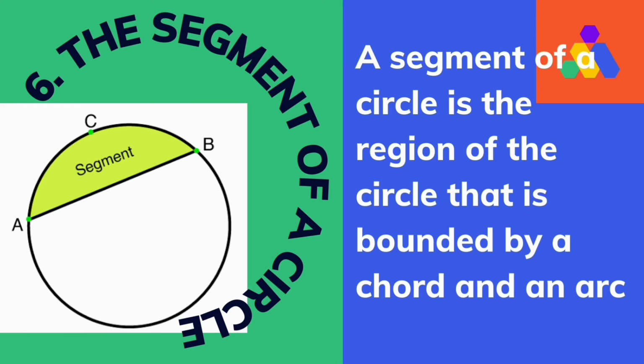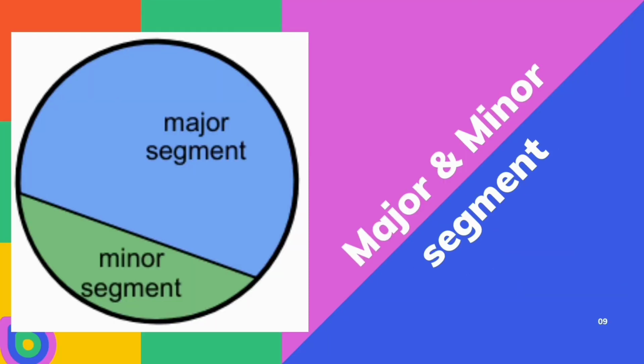The next and the last part we'll be considering is the segment of a circle. The segment of a circle is the region of the circle that is bounded by the chord and an arc. The region is seen on the screen, which is colored green. You also have two parts of a segment. The larger part is called the major segment, while the smaller part is called the minor segment. But usually, if not specified, it is the minor segment that is being referred to.